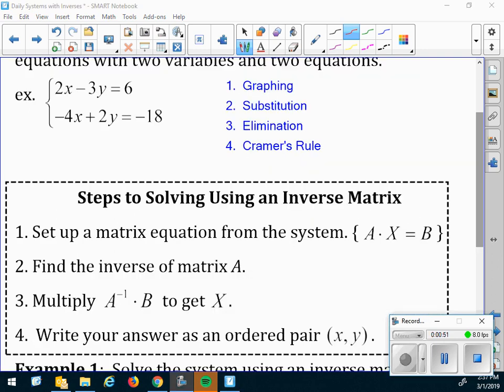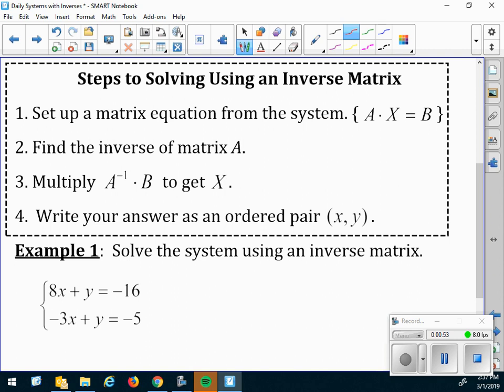Now you've got a box. Steps to solving using an inverse matrix. Step 1, set up a matrix equation from the system. We did one of those at the end of the period on Wednesday, and you saw it again on the video yesterday. Step 2, find the inverse of matrix A. And step 3, multiply A inverse times B.